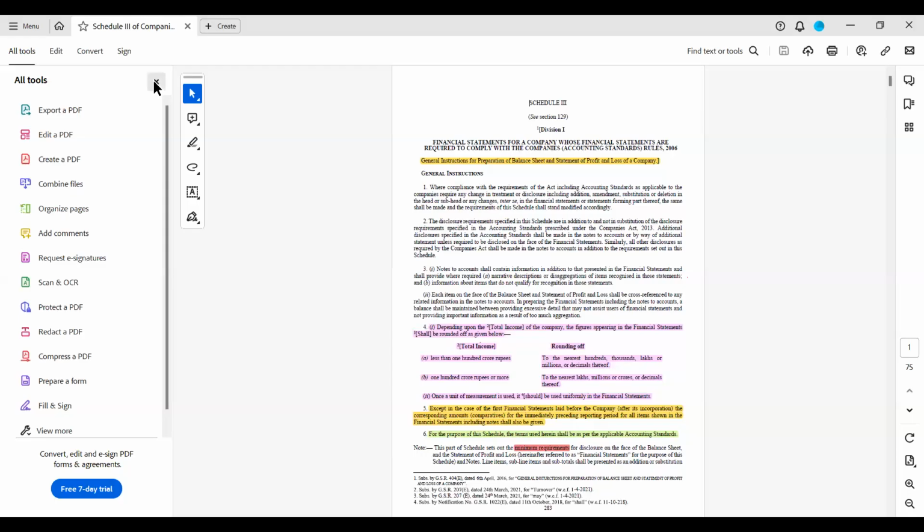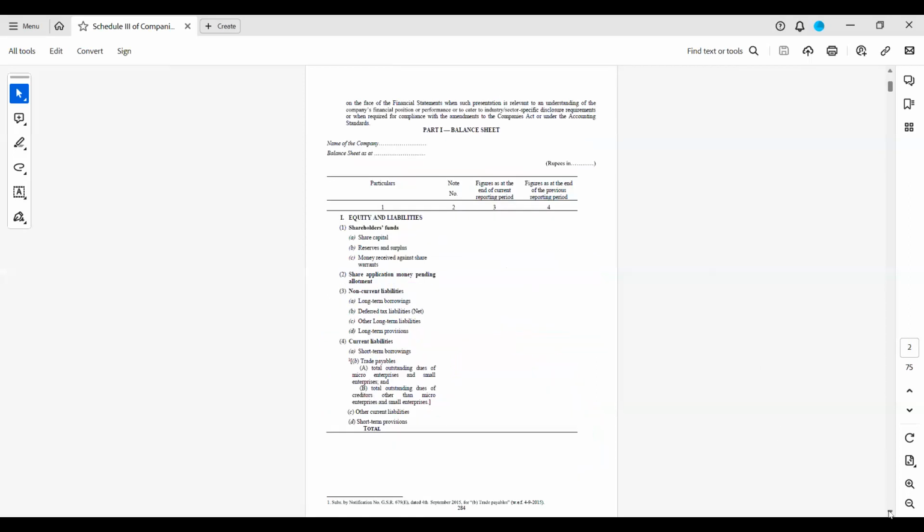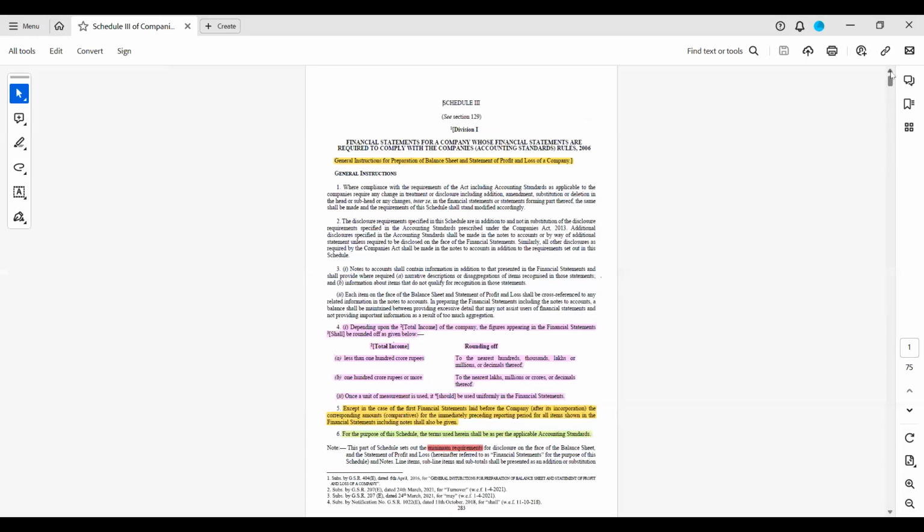Now I am showing you Schedule 3. I will highlight a few points here, but it is good to go through this schedule for your regular work. It will be very helpful for your regular work. If you see here, the fourth point, I'm not getting into all the instructions.